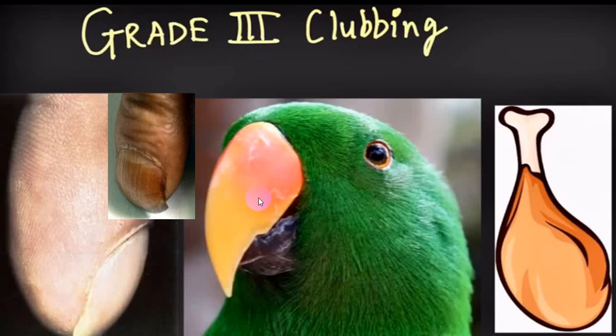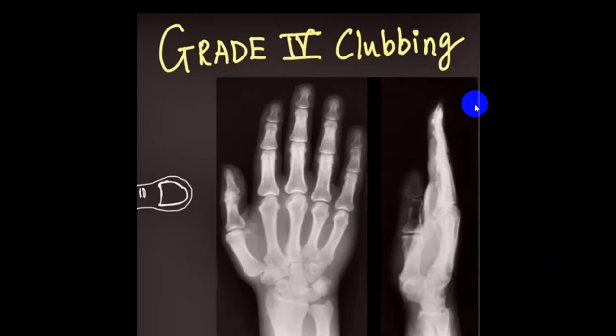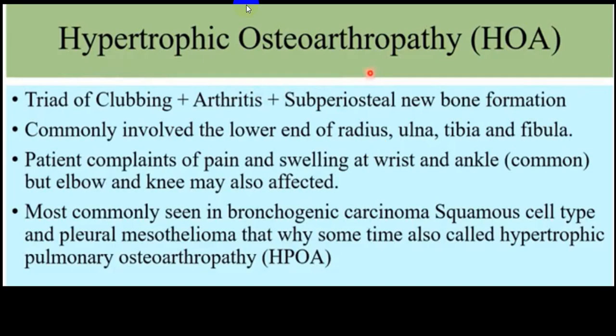Clear cut parrot beak appearance, grade 3. By and large, when we use grade 4 category, so grade 3 will include parrot beak appearance and drumstick clubbing. And grade 4 will be periosteal thickening, hypertrophic periosteal thickening. So it is hypertrophic osteoarthropathy, which is a combination of 3 things: clubbing plus arthritis plus subperiosteal new bone formation. Short form we call HOA.